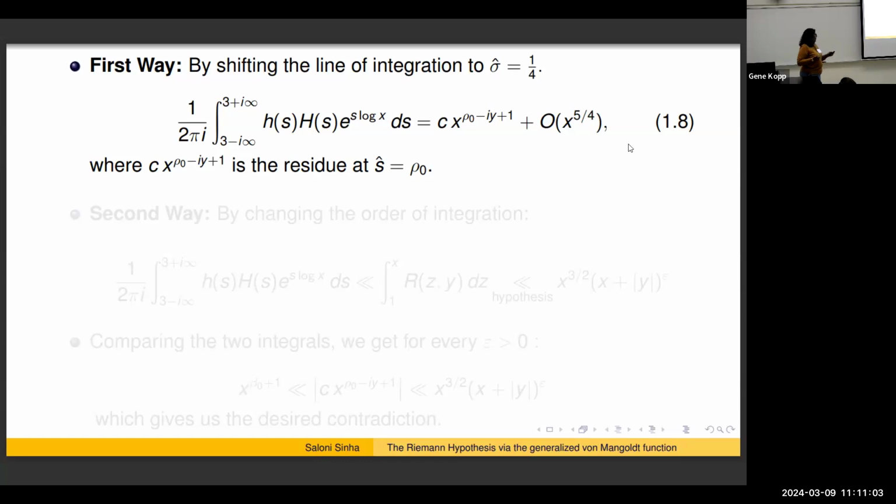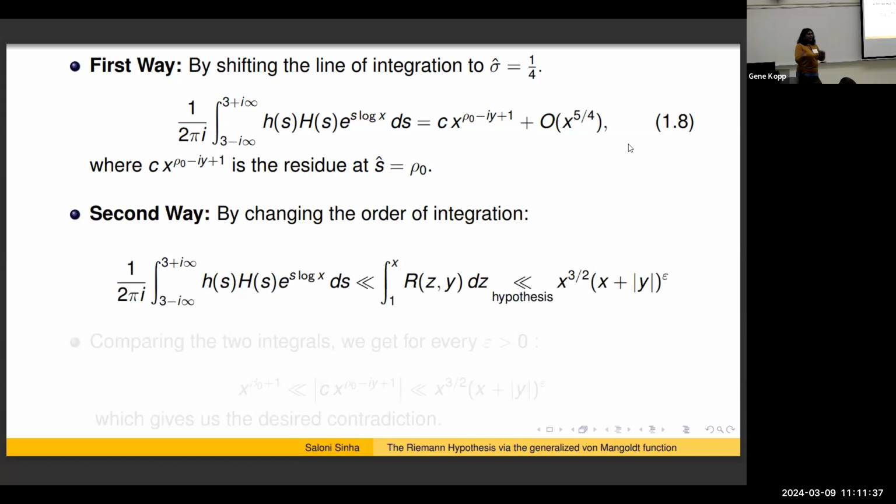To calculate this, we again make a contour, and we get a main term here, which is C times x to the power rho naught minus iy plus 1. That's the residue of this function at s hat equals rho naught, plus an error term of x to the power 5/4. And the C, if I write it out, it would actually take the whole slide. It could actually be a cool undergrad project, not gonna lie, it's pretty fun.